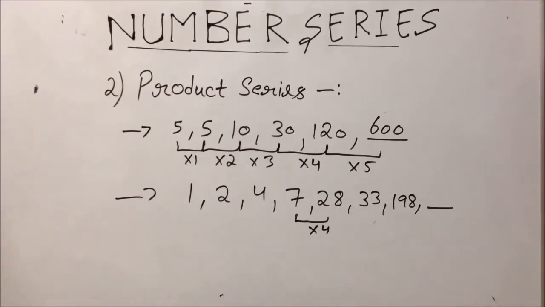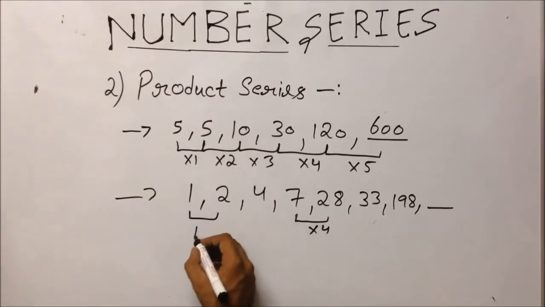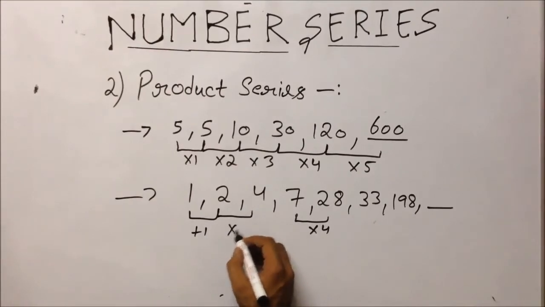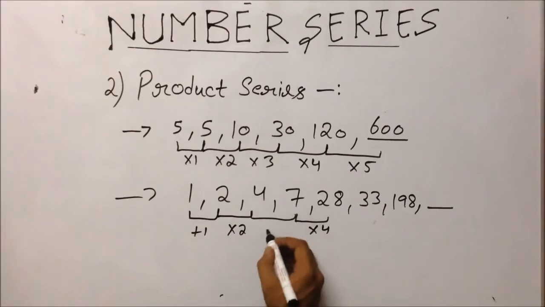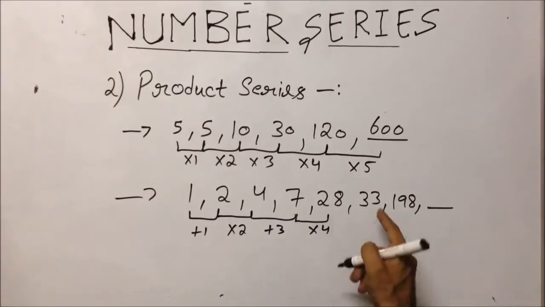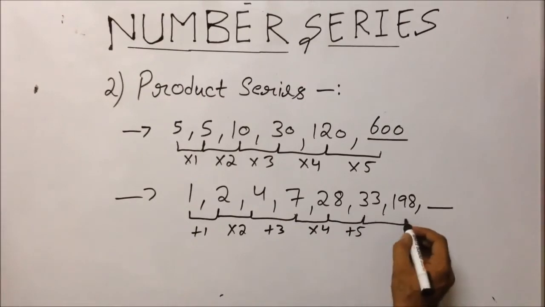Now what you need to do is see some basic differences and multiplications. The difference between 1 and 2 is 1, so we add 1 to this. Then we could multiply 2 by 2 and we will get 4. Now the difference between 4 and 7 is 3, so we could add 3 to it. If you see it clearly, here we are adding 1, here we are multiplying by 2, again we are adding 3 and here we are multiplying by 4. Again, the difference of 33 and 28 is 5, we are adding 5, and here we are multiplying by 6.